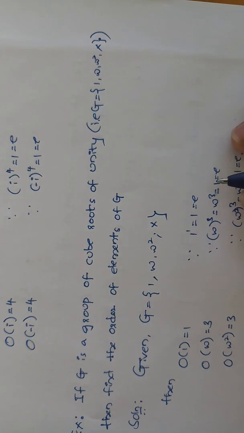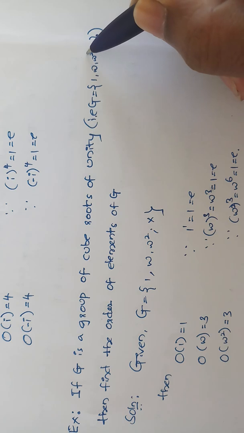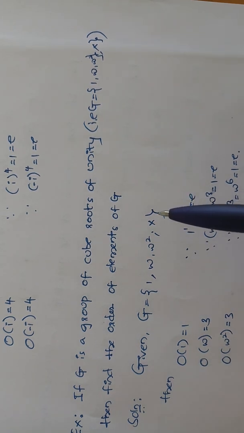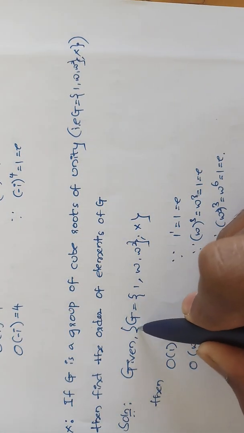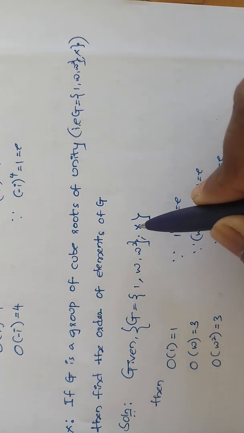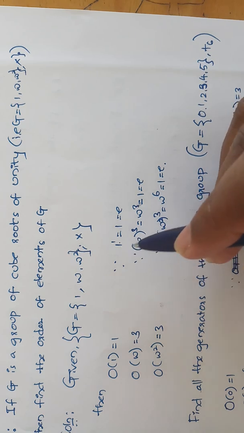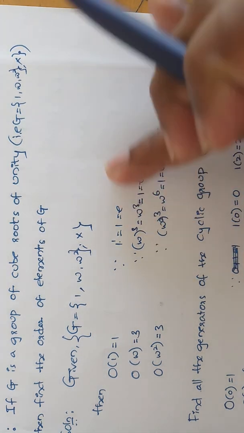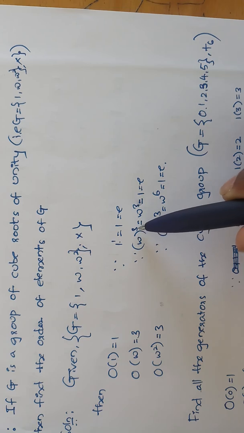Okay, so here is another example. If Z is a group of cube roots of unity, then find the order of the elements of Z. Given that the cube roots of unity elements are what? 1, omega, omega square, with respect to multiplication. If you raise 1 to the power 1, that is the identity element, that is 1. So the order of 1 is what? 1. If you raise omega to the power 3, then it gives the identity element, that is, omega cube is equal to what? 1. So that is the identity element. Therefore the order of omega is 3.